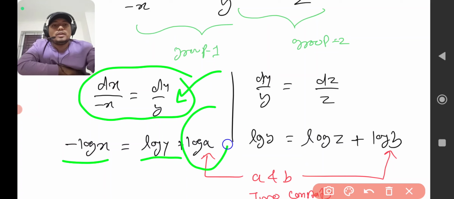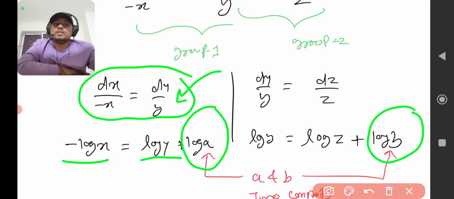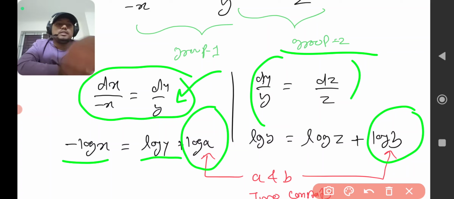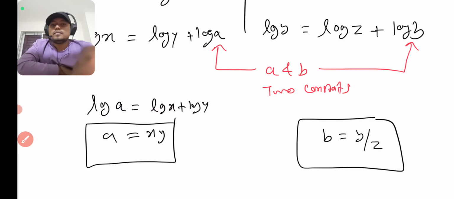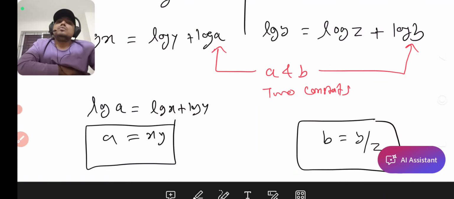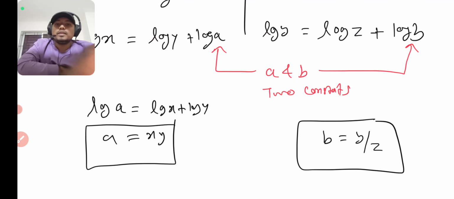So log a you can write as one constant here. In the same way, here log b you can write as one constant for group 2. When you integrate dy and dz, log b will come. So now we got two constants. These two constants we have to remove from our PDE.